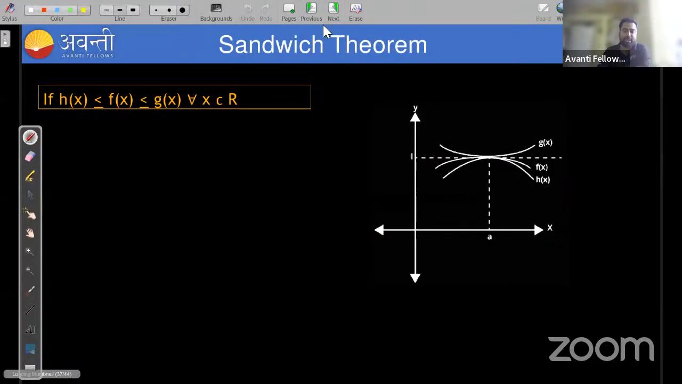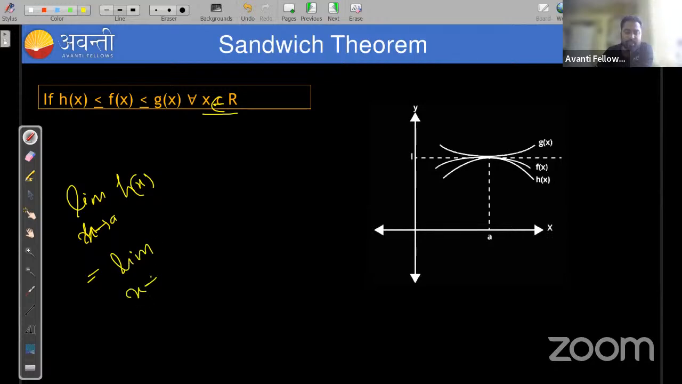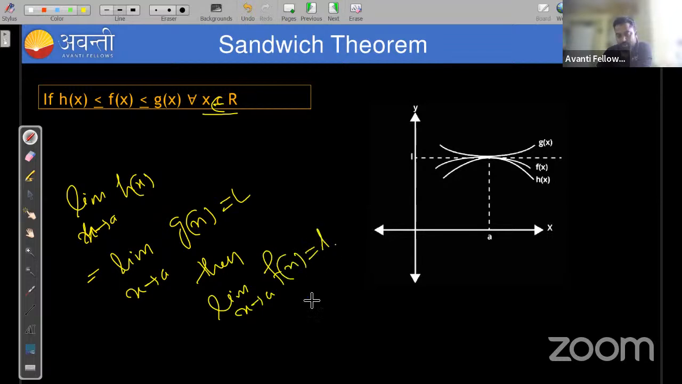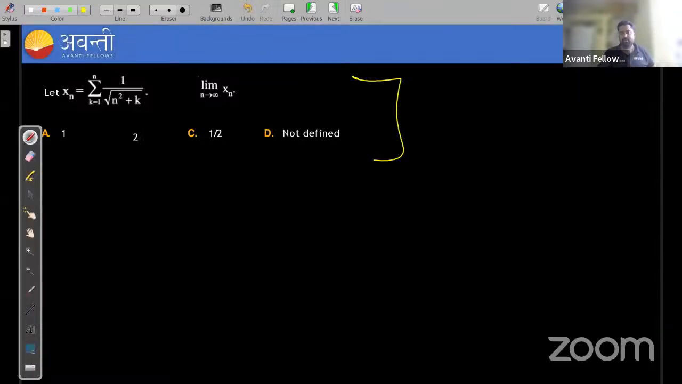And the last portion is the Sandwich theorem. The Sandwich theorem says if h of x is less than or equal to f of x is less than or equal to g of x for all x belonging to R, and if limit x tending to a of h of x is equal to limit x tending to a of g of x is equal to L, then we can say limit x tending to a of f of x is also L. So this is the Sandwich theorem, and you can solve this question by using the Sandwich theorem also.